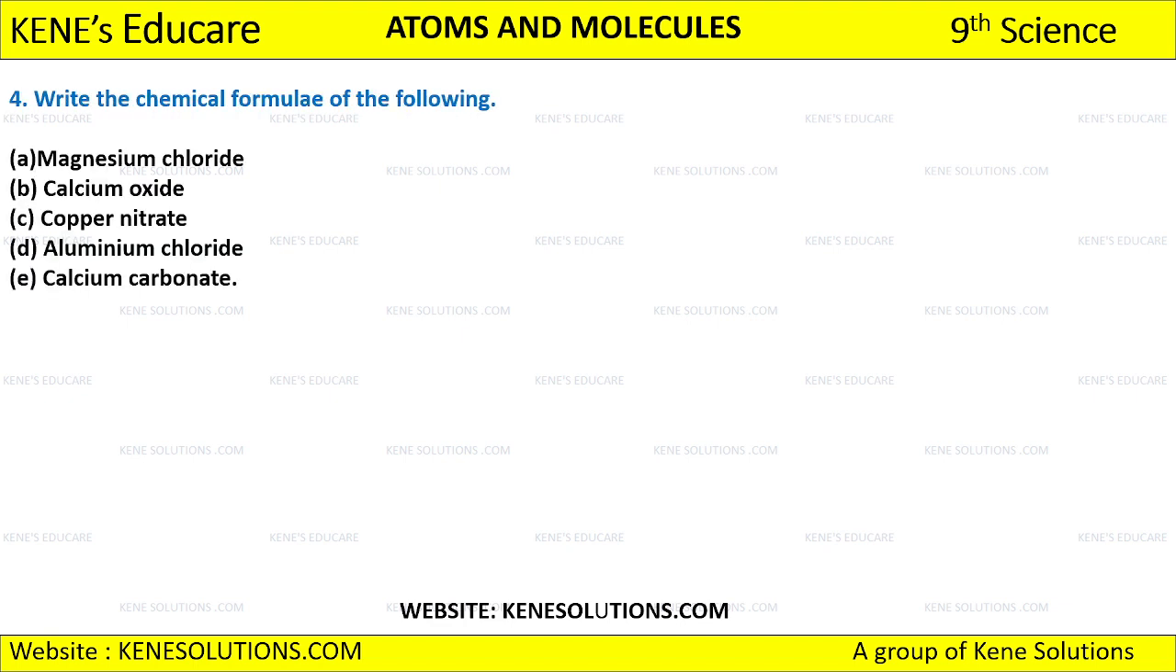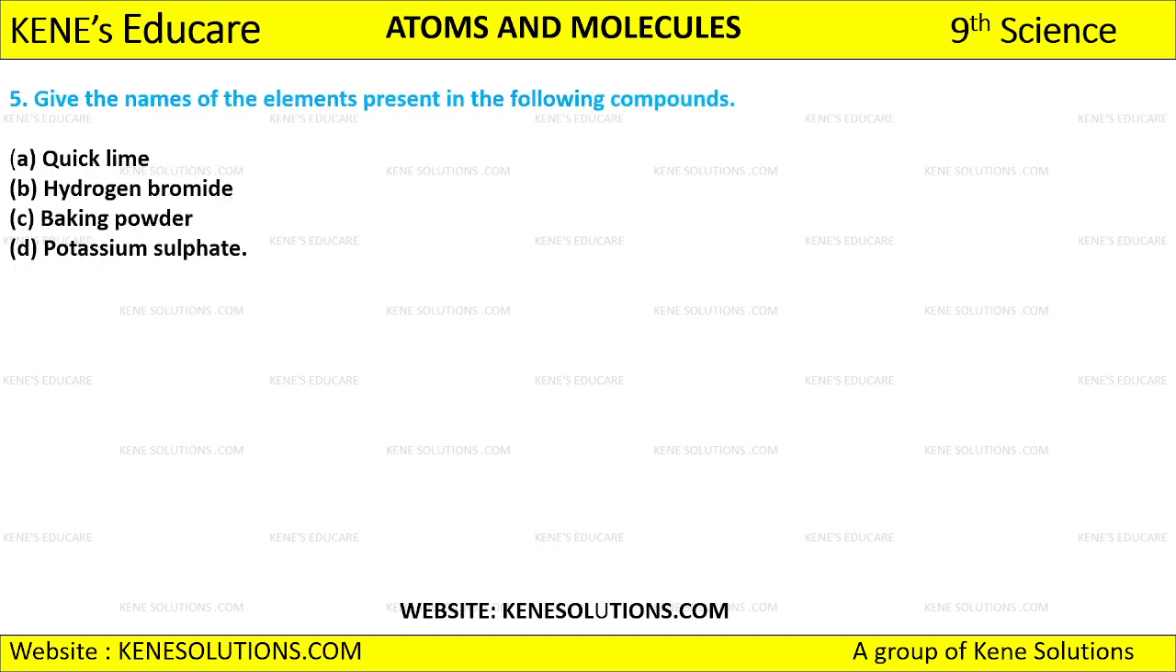Then we'll be discussing the chemical formula of the following, which includes many different names: magnesium chloride, calcium oxide, copper nitrate, aluminium chloride, calcium carbonate. These are the names that we need to write the chemical formula for. Then the next question is to write the names of the elements present in the following compounds: quicklime, hydrogen bromide, baking powder, potassium sulfate.